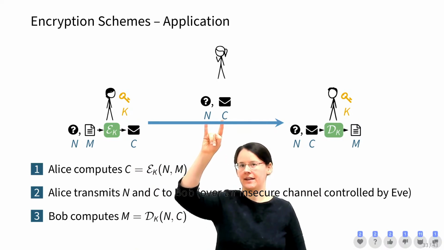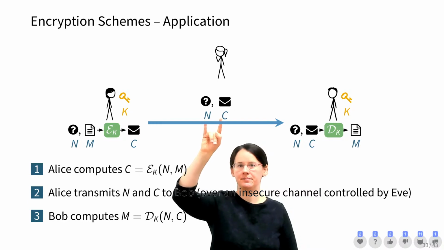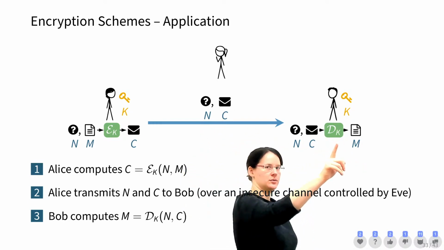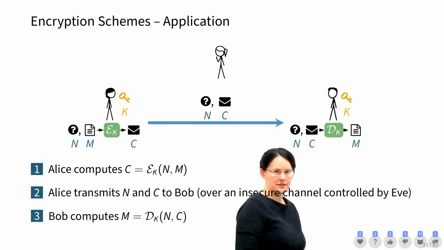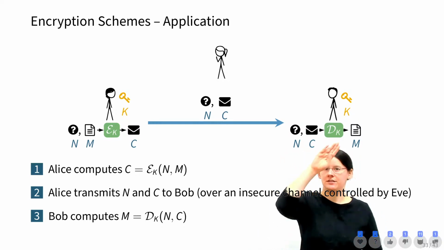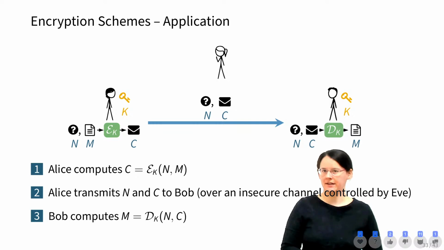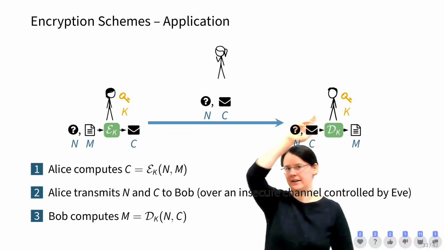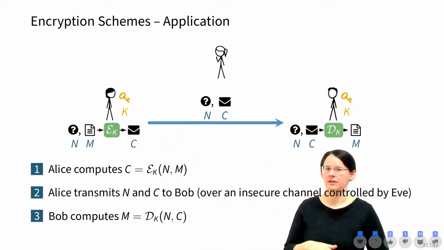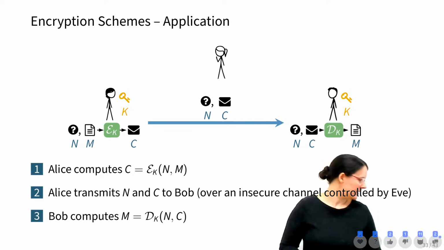So both the nonce and the ciphertext need to be sent, so that Bob can plug both the nonce and the ciphertext into the decryption algorithm together with his key to get the message. So the challenge of protecting the message M and its confidentiality is shifted to protecting the key again. So again, as long as the key is secure, which means unknown to the adversary, the messages also remain confidential.